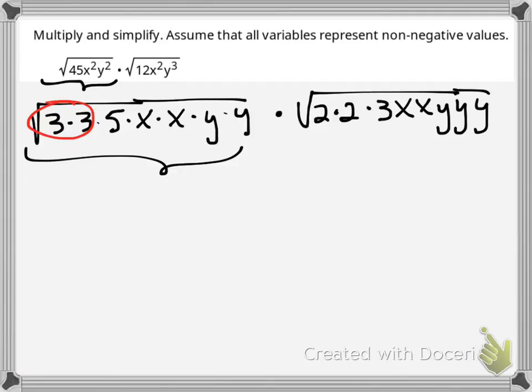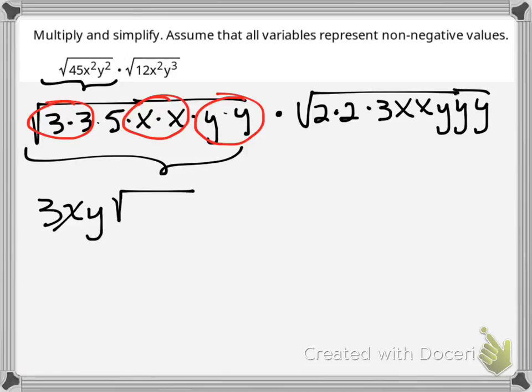The square root of that would just leave us with 1 3, 2 x's, and 2 y's. So we have 3xy, and we're going to leave behind the 5. So 3xy times the square root of 5.